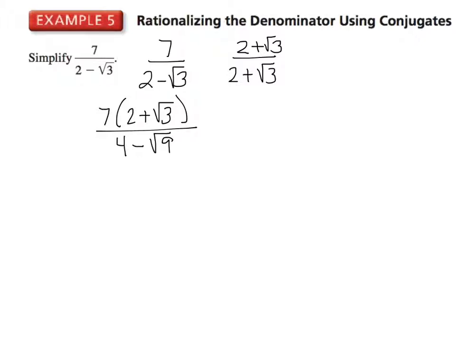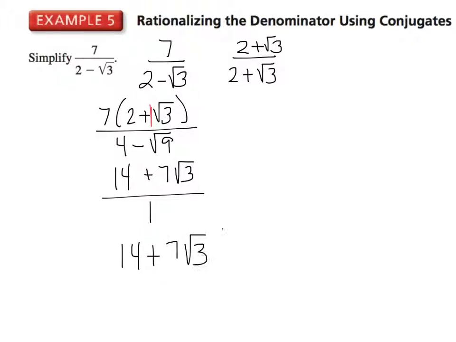Now, on top, that gives me 7 times 2 is 14. There's a 1 here. This is just like a letter. 7 times x would be 7x. 7 times root 3 is 7 root 3. You cannot add 14 plus 7 together. On the bottom, 4 minus square root of 9, well, that's 4 minus 3, which gives me 1. Therefore, my answer is 14 plus 7 root 3.